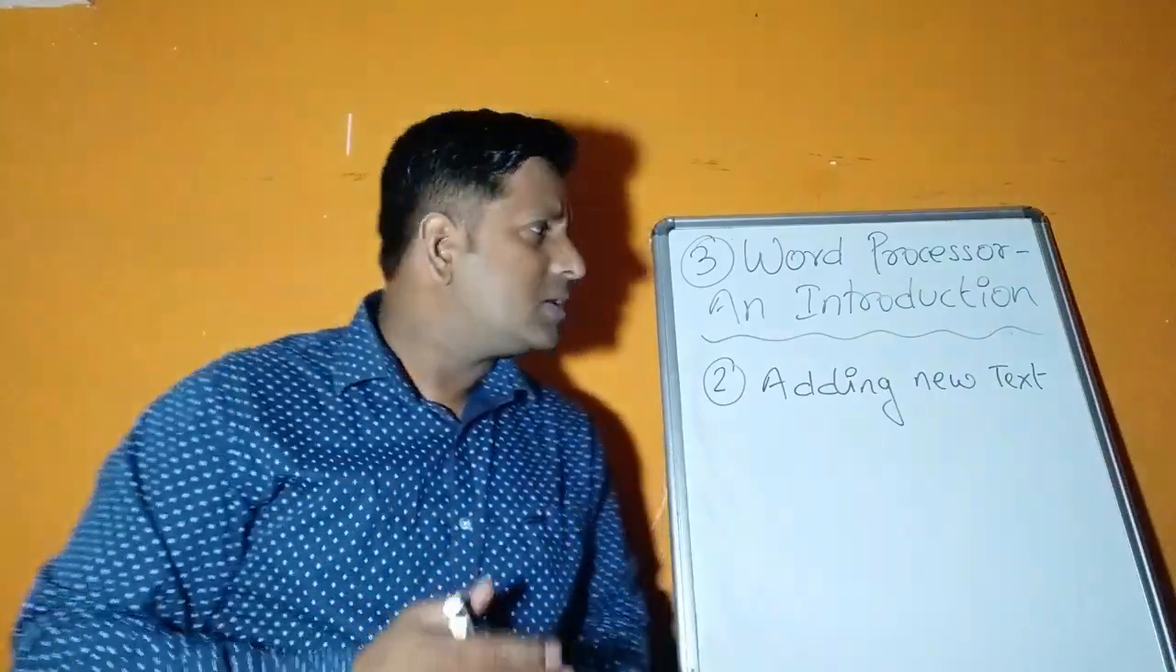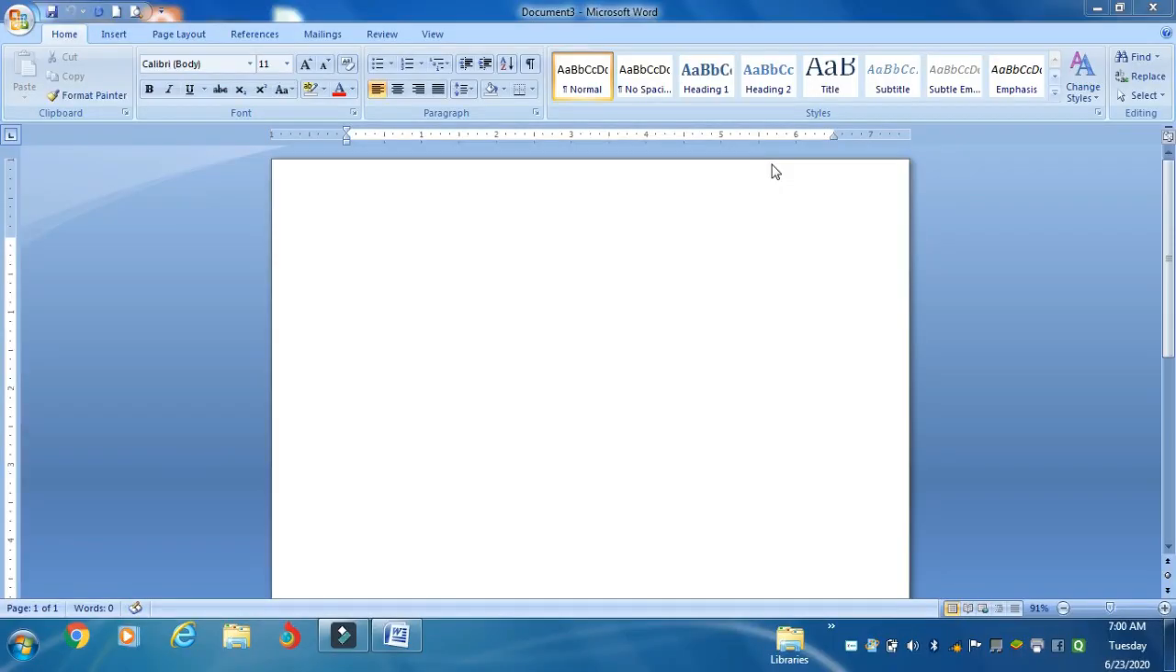Okay, so children, see this. Adding new text. First of all, you can add new text to an already existing document. That's why I have already opened a document, say the name of the document is document 3. To add a new text, you have to follow certain steps. Number one, place the cursor on the place where you want to add the new text.